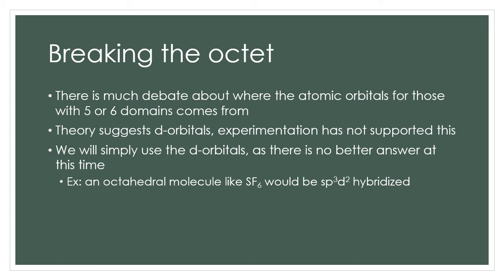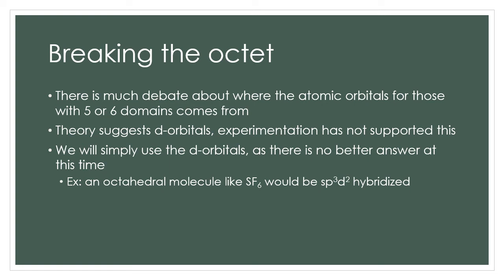A quick note: obviously, when you break the octet for those with 5 and 6 domains, we need to consider what is beyond p, because sp3 is the most we can do, and that only gets us to tetrahedral. Theory has suggested that it should be d orbitals that we pull from for this. However, experimentation has not supported this in recent years. Until we have a better answer, we are just going to pull these d orbitals because we don't have another answer at this time. Hopefully in the future, there will be a better answer to this.